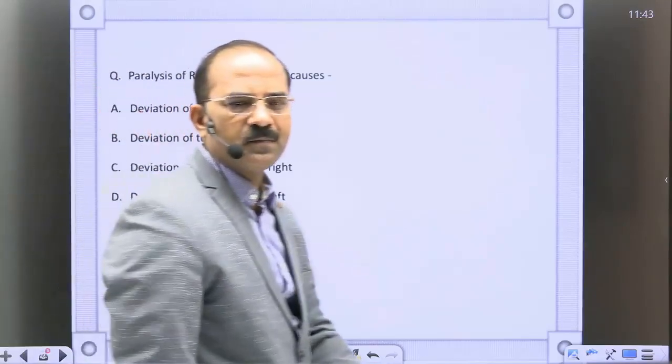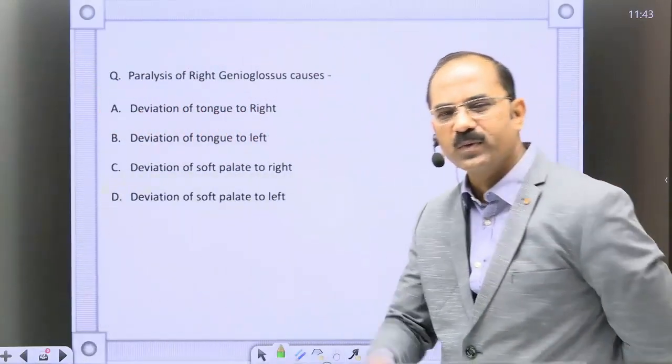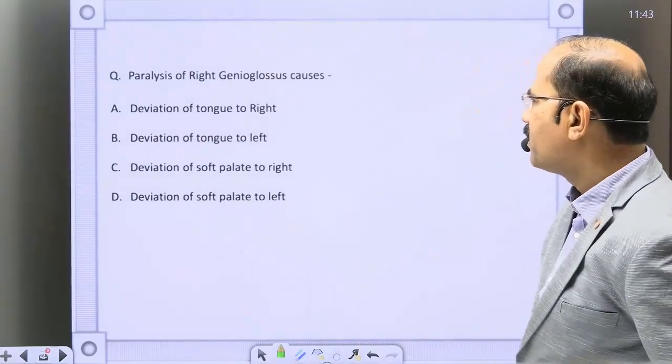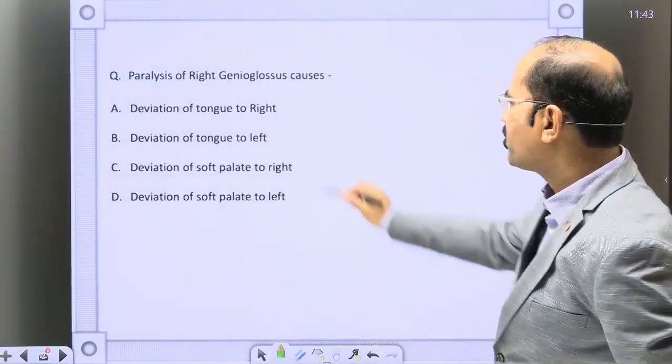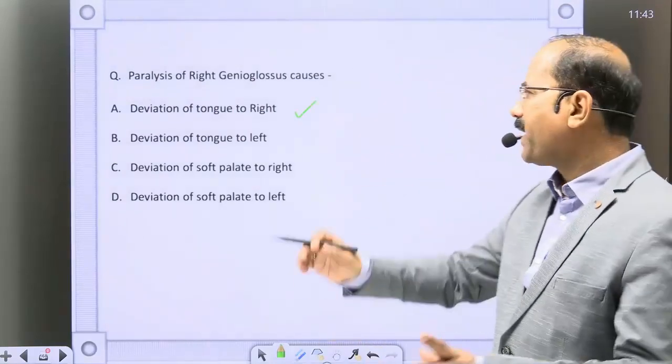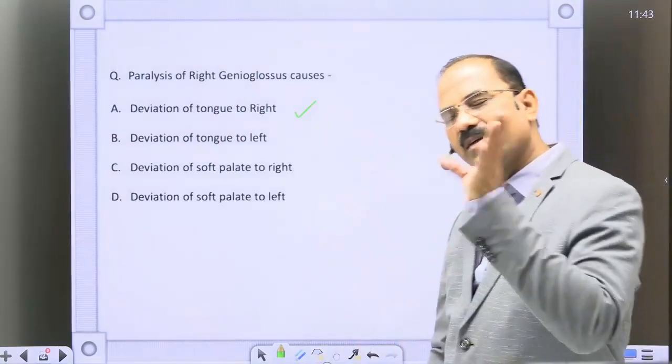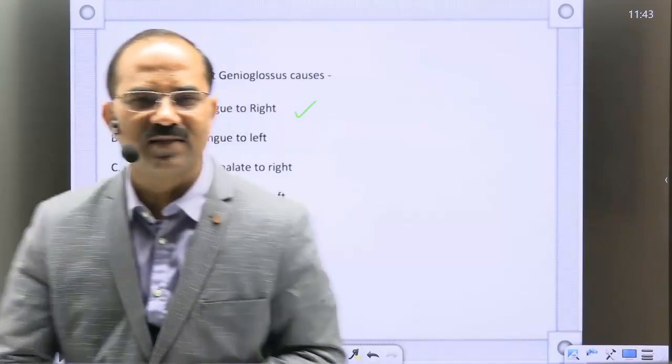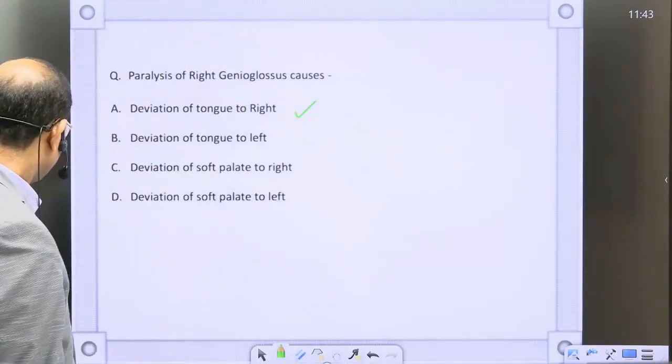Okay, answer this. Paralysis of the right genioglossus will cause deviation of the tongue to the right side. The tongue is deviated to the same side. So paralysis of the right genioglossus will deviate the tongue to the right side. Perfect. Clear to all of you? Okay.